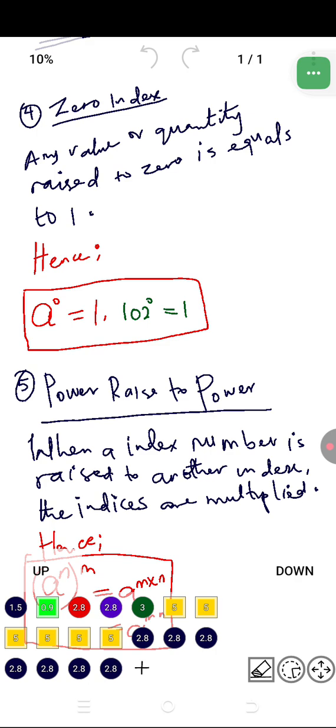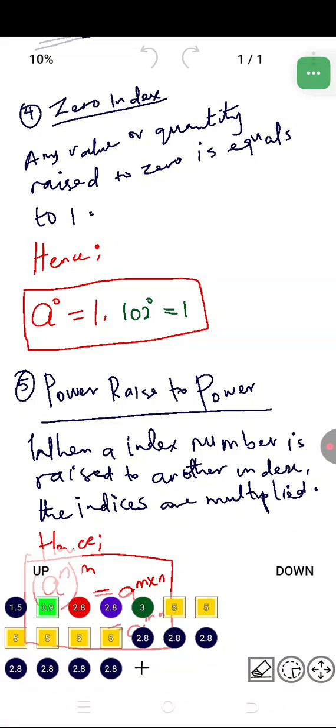Zero index law. The zero index law says any value or quantity raised to power 0 is equal to 1. That is very simple. Any number at all, any value, any quantity, any variable that is raised to power 0 is equal to 1. So hence, a raised to power 0 is equal to 1.